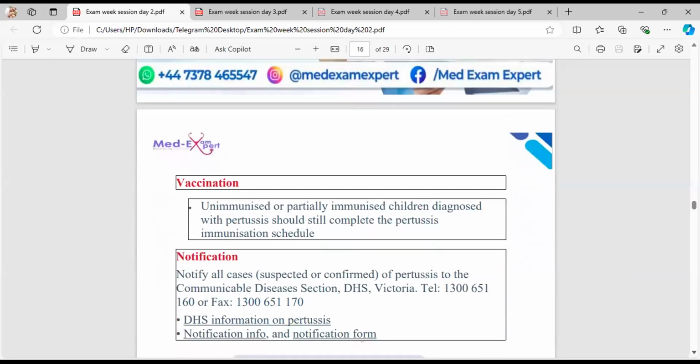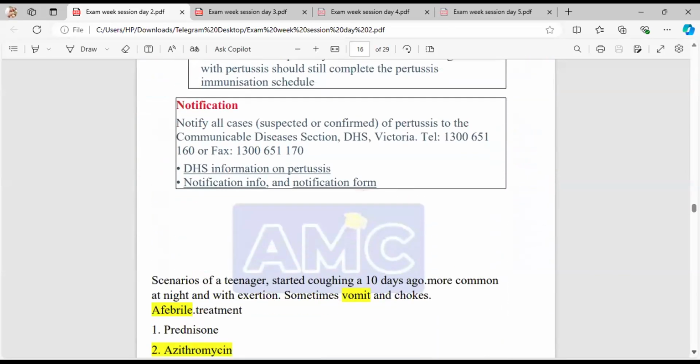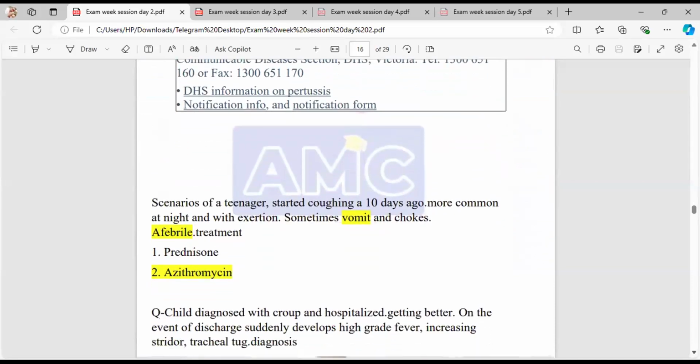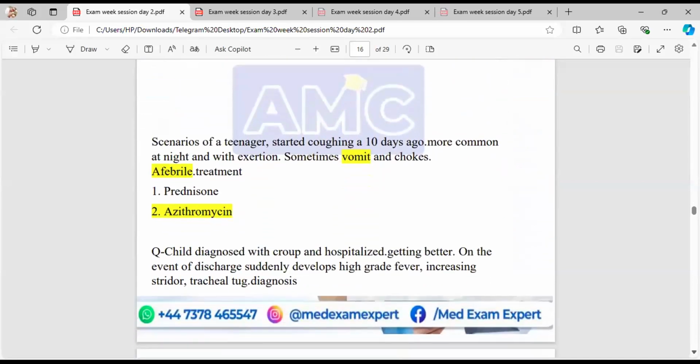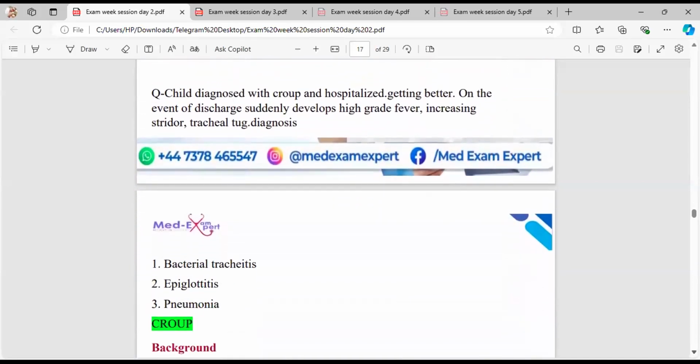So this is the vaccination and notification, because this is a notifiable disease. So we just notify the authority about this patient or this disease. So this is all about today's discussion. I hope you liked the discussion.